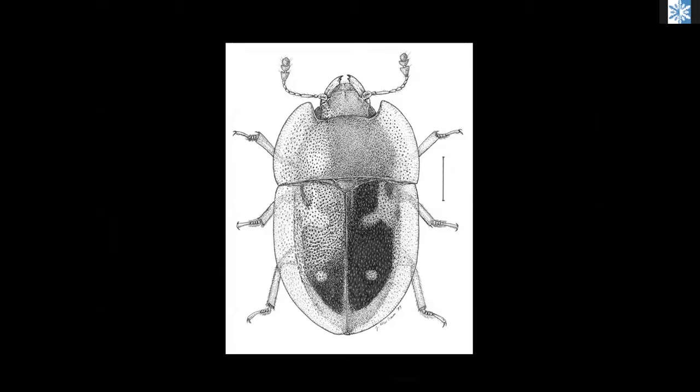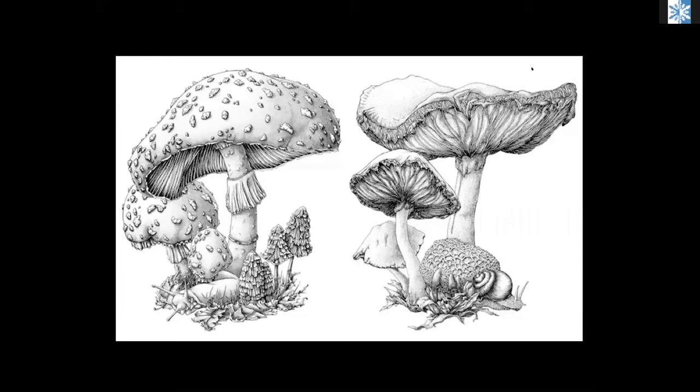For example, this is an illustration of a beetle, and it is done with ink. As you can see, it has a small scale here so that you can understand the size of this animal. Then we have here an illustration of mushrooms, different species of mushrooms. This was also done with ink.